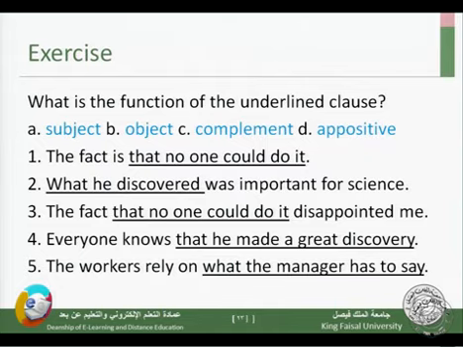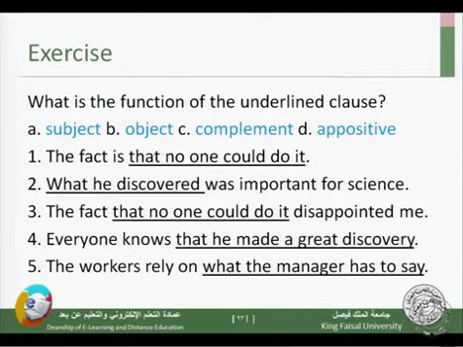In number 1, the fact is that no one could do it. You should know this by now. We have the subject, the fact. We have the verb to be, is. And of course, we need a complement after these two. So that no one could do it is the complement of the subject plus the verb to be. The correct choice for number 1 is C. That clause in this sentence is a complement.